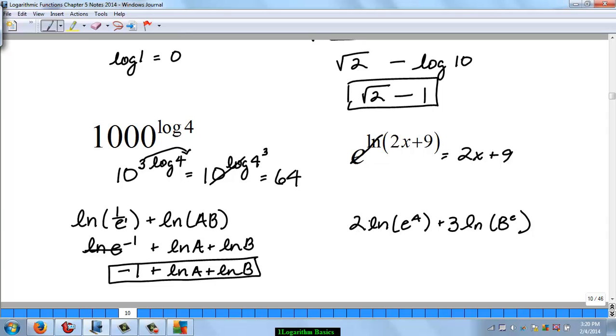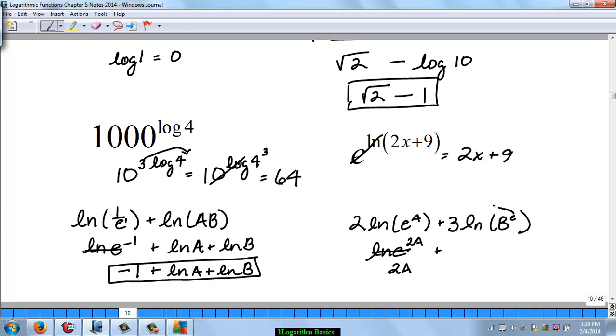And if it makes you uncomfortable, you can bring this up here. So I look at it and say, well, I have a 2 up front. So if I brought this up, I'd raise that there. So it could be like this, ln e to the 2a plus here, I've got 3 up here to bring it here. But I'm thinking, well, that's not really going to help me any if I bring it up, because still ln b I can't cancel. This will cancel and I'll say 2a.